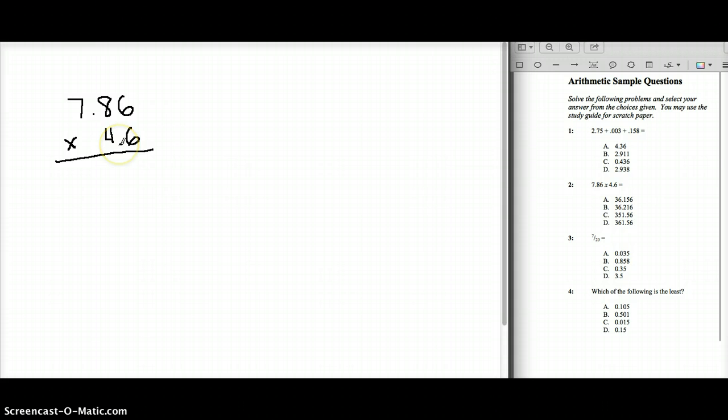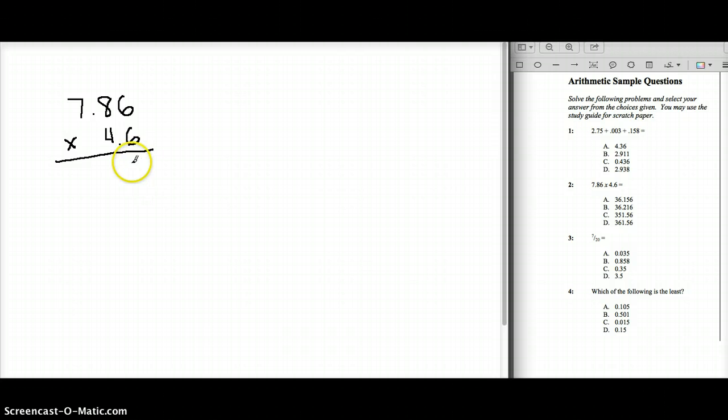So what we're going to do then is we're just going to multiply it just like those decimals weren't here. Let's start with that, and then we can add the decimals in later when we get our answer. So remember, for multiplication we're going to start with this 6, and we're going to multiply it by this number, then this number, then this number.